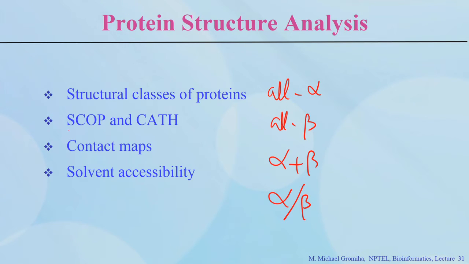So, 2 databases: SCOP. What is SCOP? Structural Classification of Proteins, right, and CATH. What is CATH? Class, Architecture, Topology and Homologous superfamily. These 2 databases will give you the information regarding classes, folds, families, superfamilies and other things. Then once you have this data, you can derive various features.